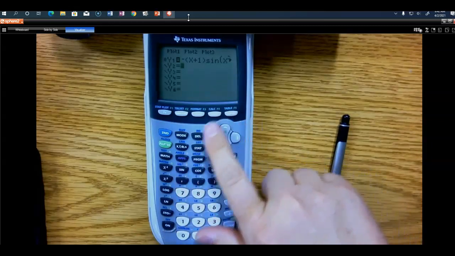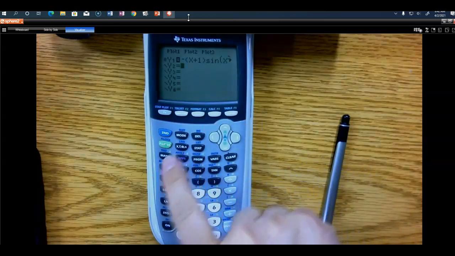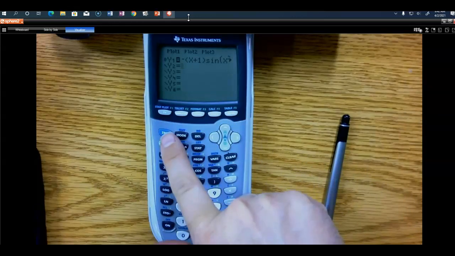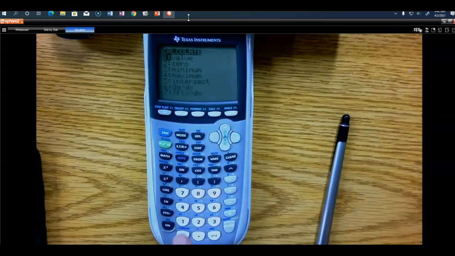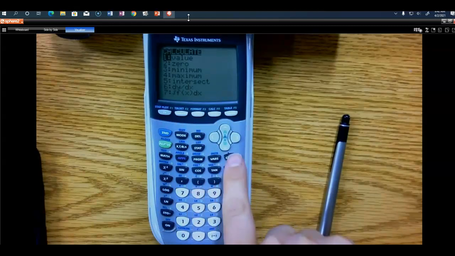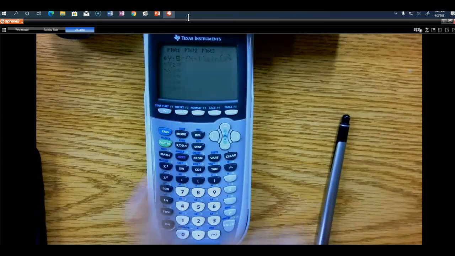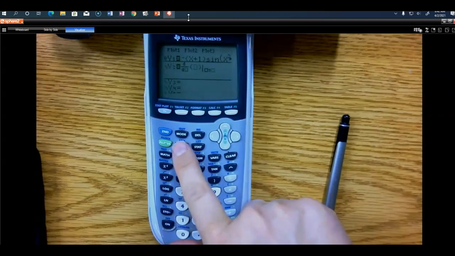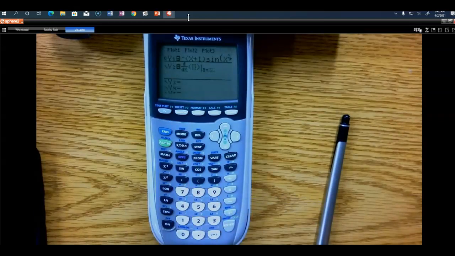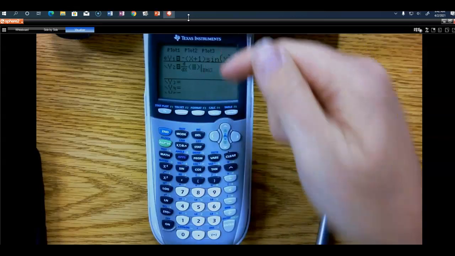So I'm going to push second calc derivative. Oh, actually, I take that back. Let's go back to the y equals page. You don't push second calc. You push math for the derivative, right? All right, you push math, and then you push 8 for the derivative. And we're going to type our function in. I want to find the derivative of what? Of this function up here, y1.